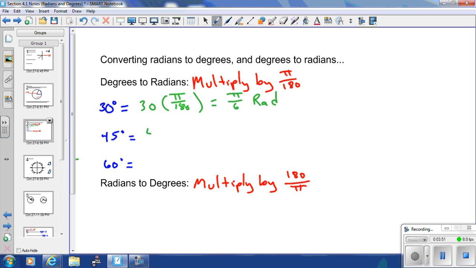Pause and attempt these yourself, then revisit us here. 45 times pi over 180: 45 goes into 180 4 times, so this is equal to pi over 4 radians. And 60 degrees can be multiplied times pi over 180 also. 60 times pi over 180: 60 goes into 180 3 times, so this is going to be pi over 3 radians.